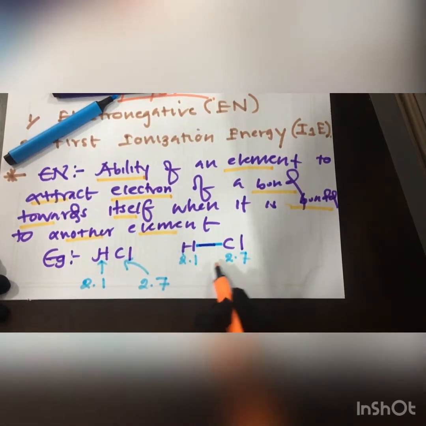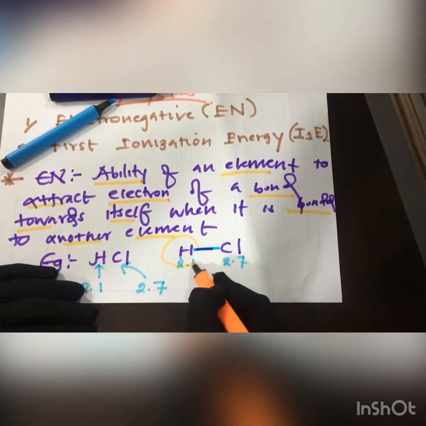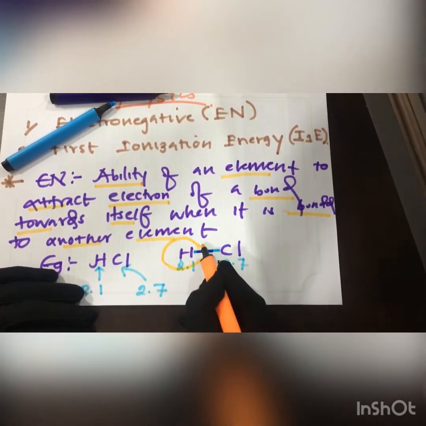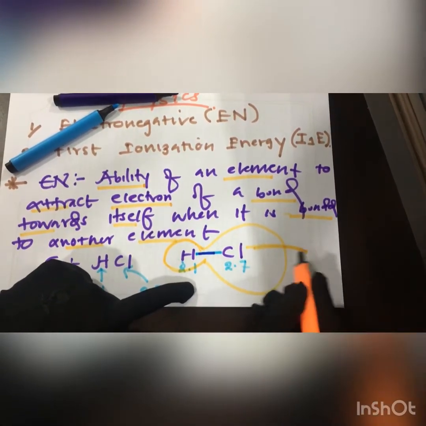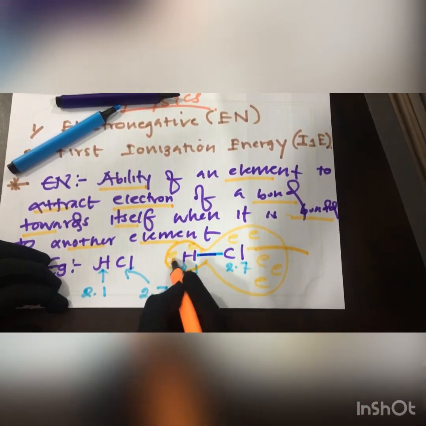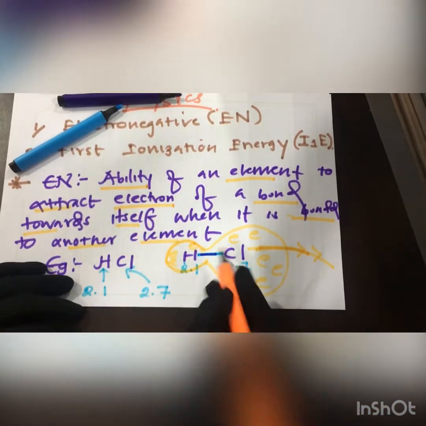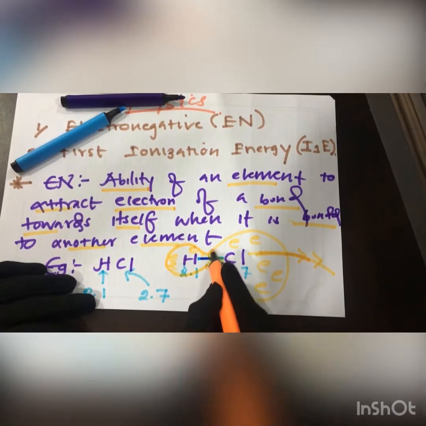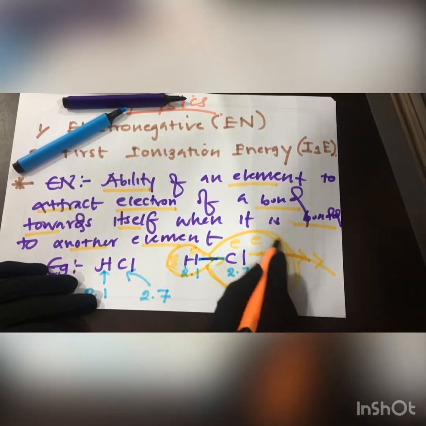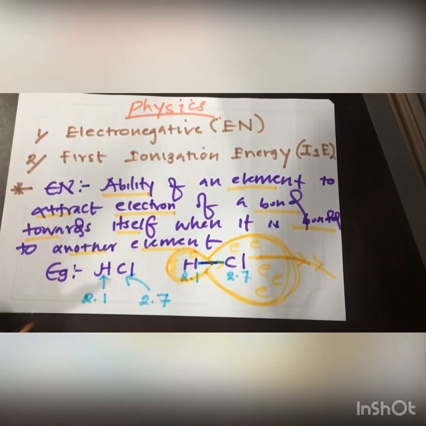That means now 2.1 and 2.7, chlorine has the greater electronegativity value. Therefore, the electron cloud of hydrogen will be a little smaller than this. This one has more ability because its electronegativity value is a little higher, and therefore more electrons than hydrogen. Therefore, it has the ability to attract the electron towards itself, so its electron cloud is a little bit larger than this. Hope you guys understood the definition of electronegativity.